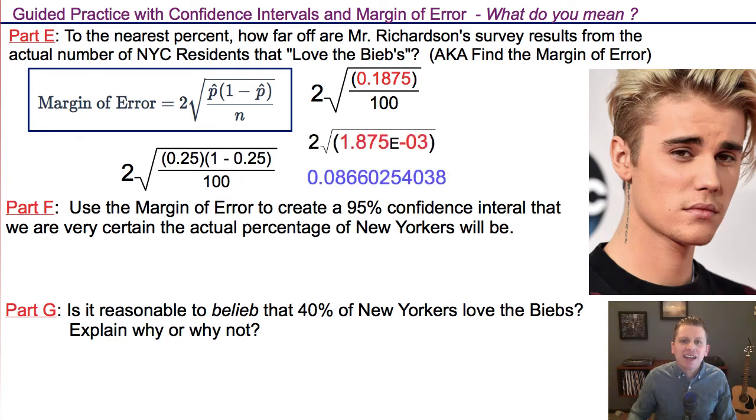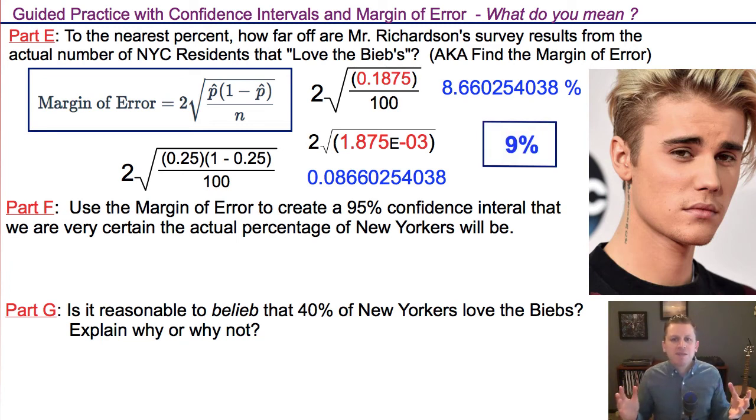When I do that, I get this decimal here, which still is not a percentage, so I multiply it by 100. Here they said to round to the nearest percent. 0.6 means to round this up, and I get 9%. Well, what does this mean? This means that when I found out that 25% of New York City residents love the Biebs, I was probably off by as much as 9%.